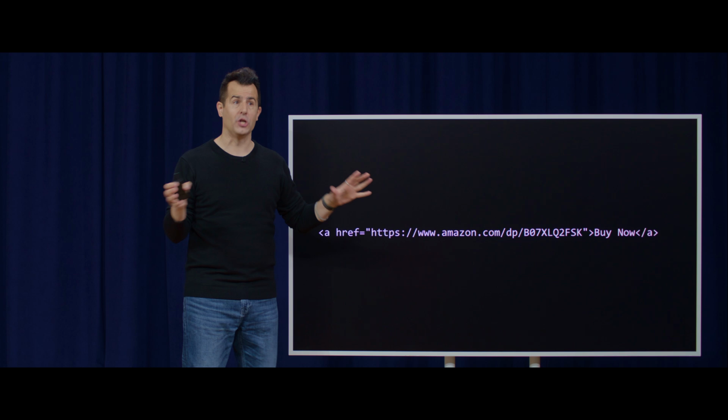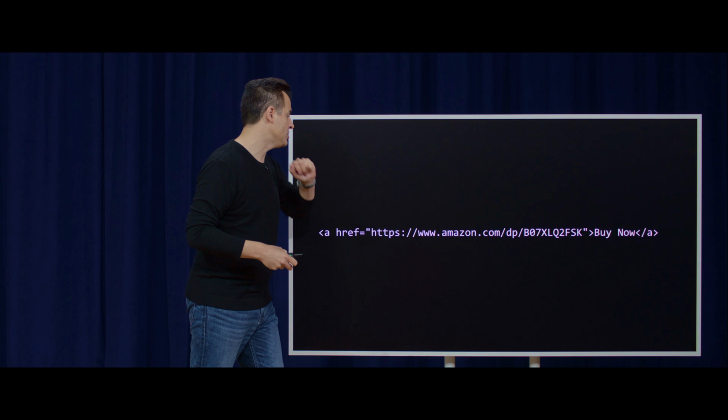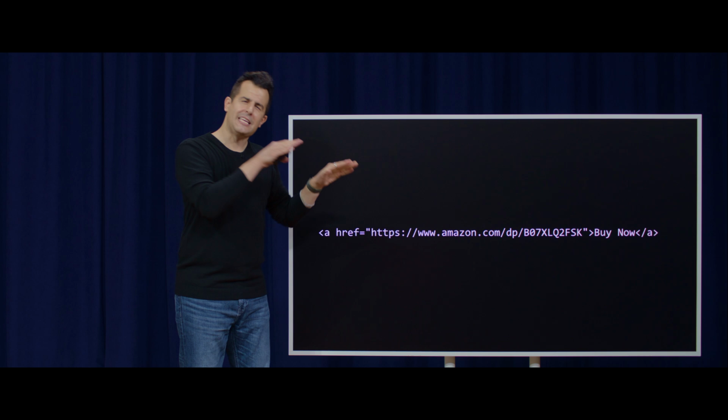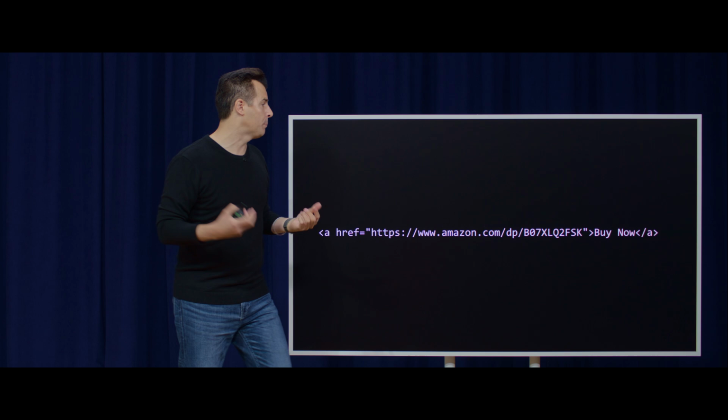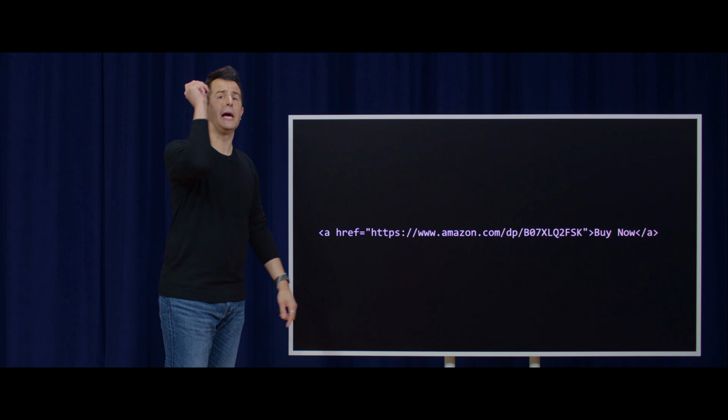So how might Amazon be implementing this? Well, they might indeed be using a link like this, the href value of which is a URL, like https://www.amazon.com/dp/b07xlq2fsk. In other words, that seems to be enough information in the URL alone via which to buy the product, whose unique identifier is apparently that string of text at the end. Now, that's all fine and good, and that actually seems very user-friendly, because with a single click on buy now, I can indeed buy that product.